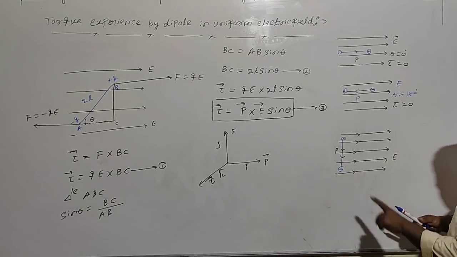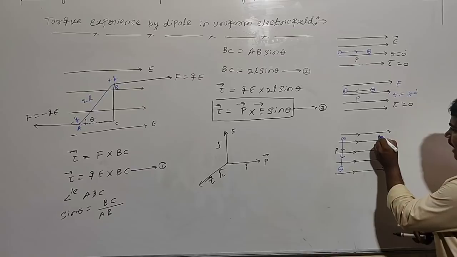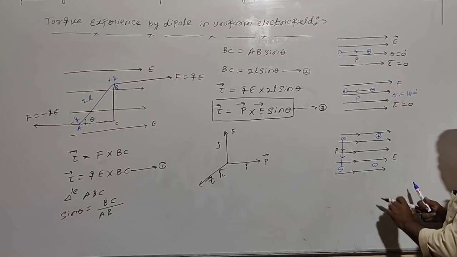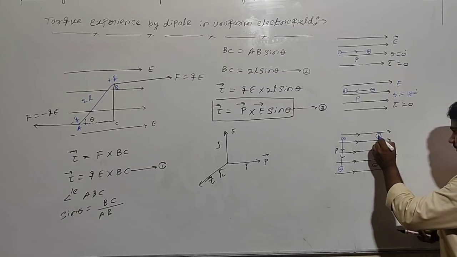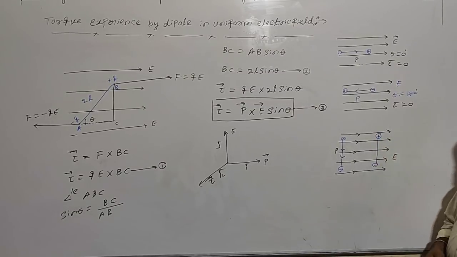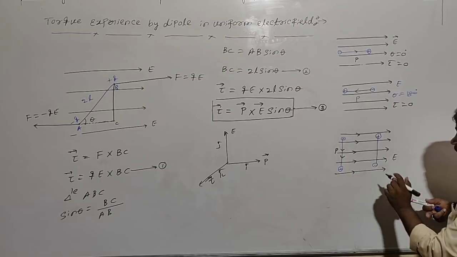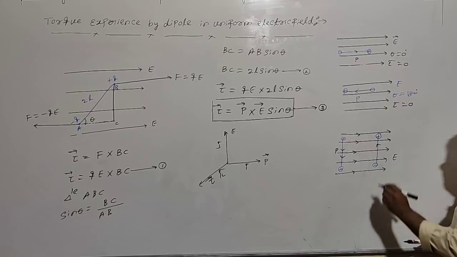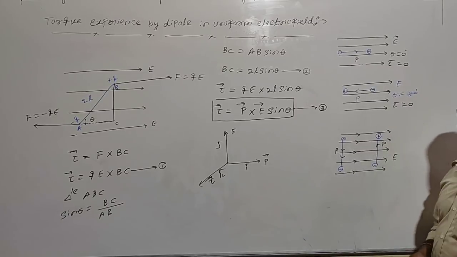Then I will take one more situation. Here is the positive charge and here is the negative charge. Again, both are separated by this much distance. In this case, what is the direction of the dipole moment? The direction of the dipole moment is from negative charge to positive charge, by the value P.